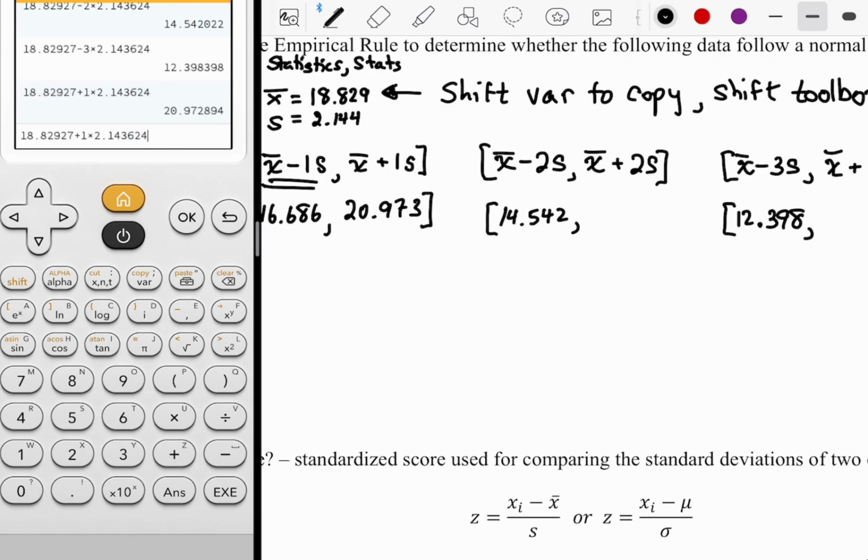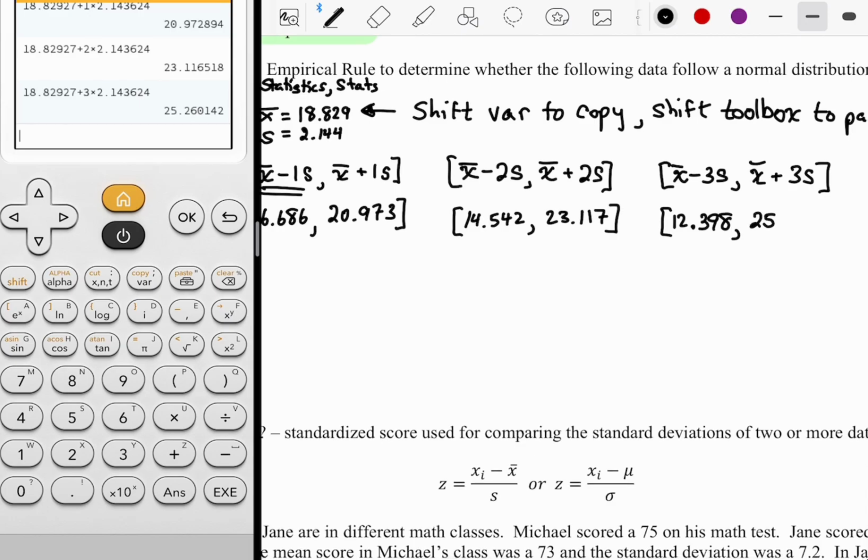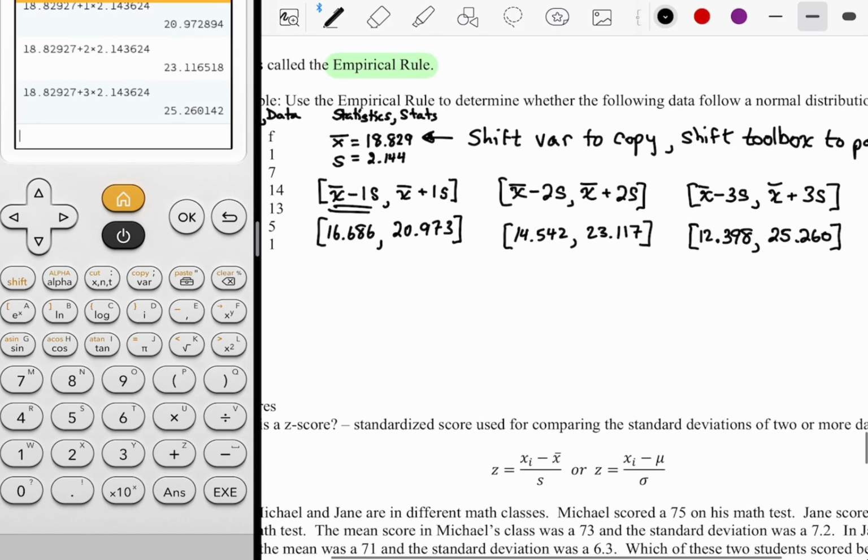Make the edit. 1 becomes a 2. 23.117. 2 becomes a 3. 25.260. So those are our 3 intervals. It's all just computation, but it's a little bit more user-friendly if you use the copy-paste function, in my opinion.